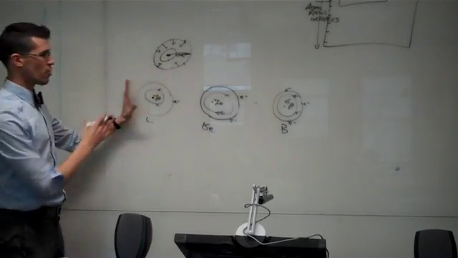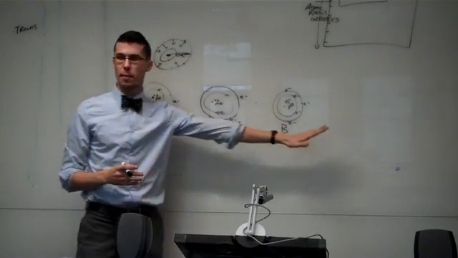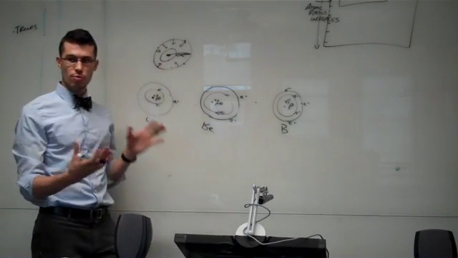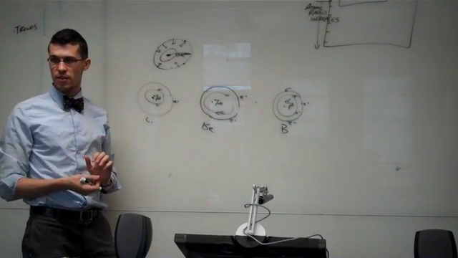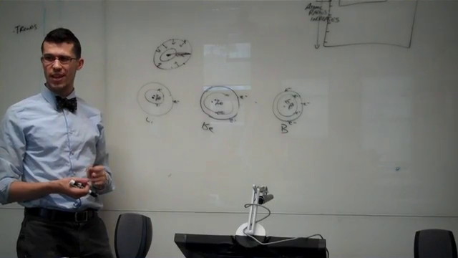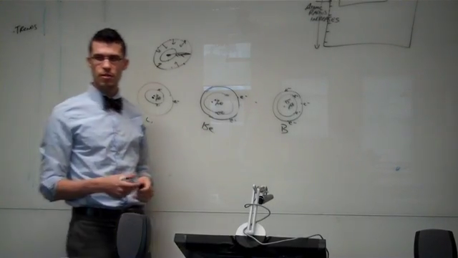So this shows you the trend as you're going from left to right on the periodic table. You're getting shrinking and shrinking and shrinking in these atom sizes. Okay? Does that kind of make sense? Mm-hmm. Sort of? Okay.